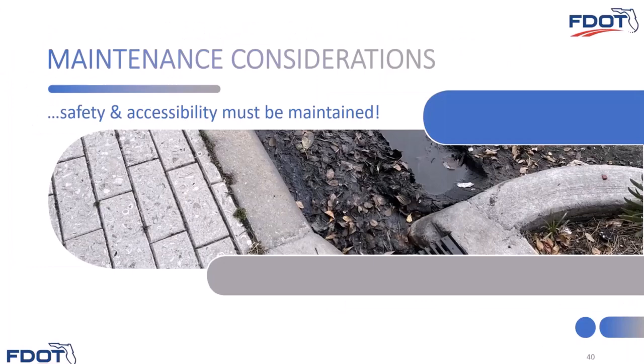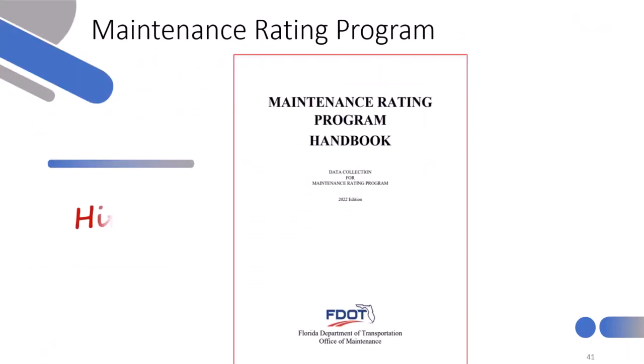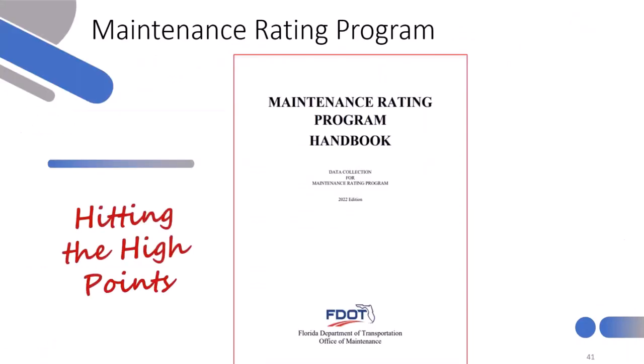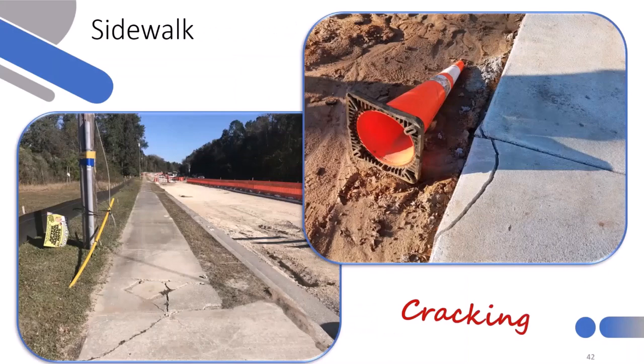102.660 covers its standard plans. Maintenance considerations, we're going to go through this very fast. We're going to hit the high points. Cracking in the walking surface could be a problem for accessibility.